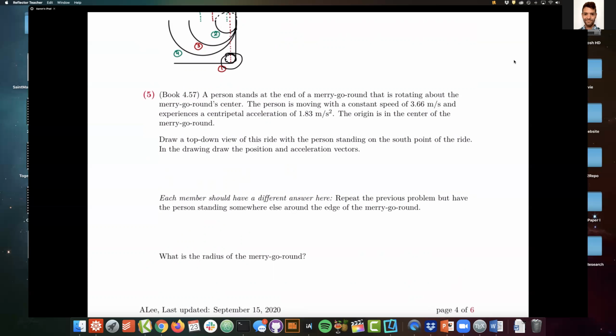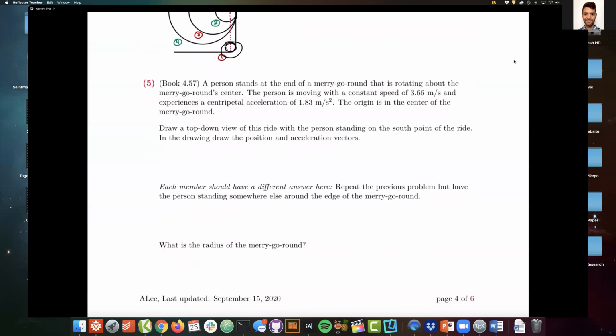A person stands at the end of a merry-go-round and is rotating about the merry-go-round center. A person is moving with constant speed and experiences a centripetal acceleration of some value. Okay, so a top-down view. Standing on the south point of the ride. Here's the person.